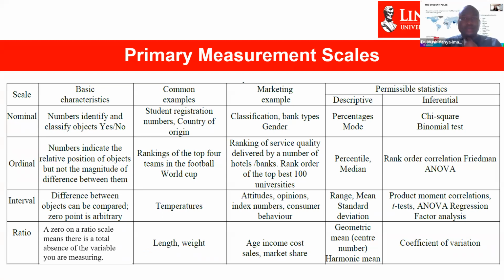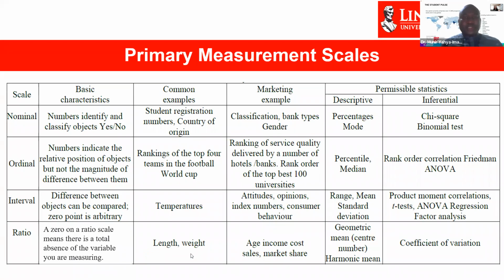Then marketing examples in this regard will be age, income, cost, sales, as well as market share. Now, analysis that can be carried out on a ratio scale under descriptive could be geometric mean, or harmonic mean. Then for inferential statistics that is permissible under ratio scale will be coefficient of variation. Yes, we'll be doing some of these. We'll be running some of these tests. Then as time goes by, you will understand how and when to use some of these tests.